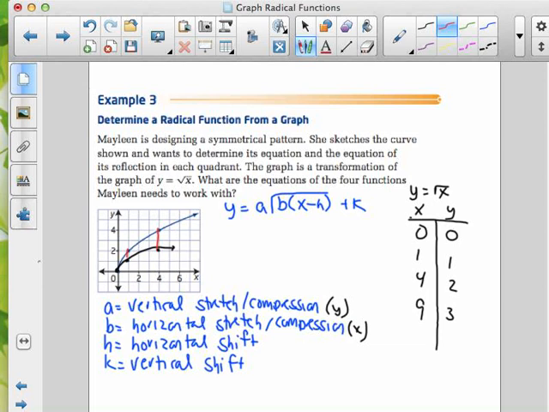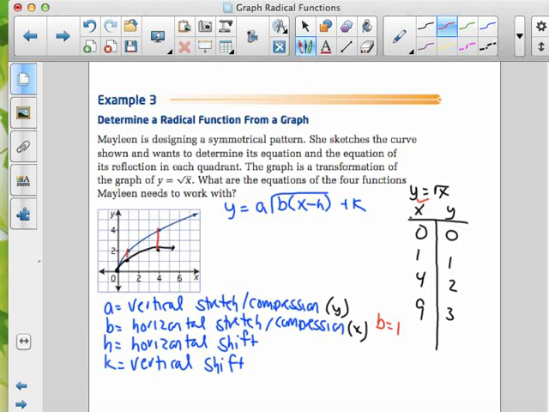We have a point at 0, we have a point at 1, we have a point at 4, and that's exactly what we see here, right, for the x values from the parent function. So that means that b here for this first graph is 1.